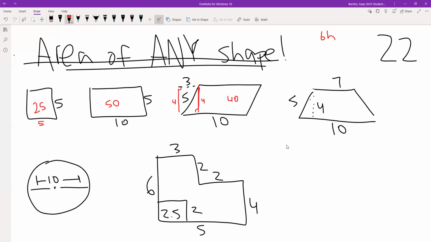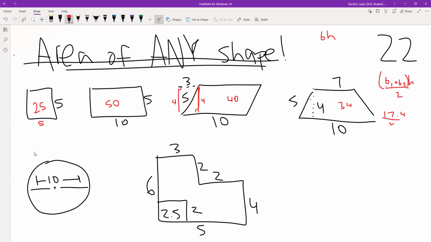All right, now what about right here? It's not the same for a trapezoid. This time you have to add the bases, multiply them by the height, but you have to divide that by 2. So there's 2 bases that are 7 and 10, so that's 17 times the height, which is 4, divided by 2. So let me see what that is here. 17 times 4, 68 divided by 2 is 34. That would be the area for this guy.